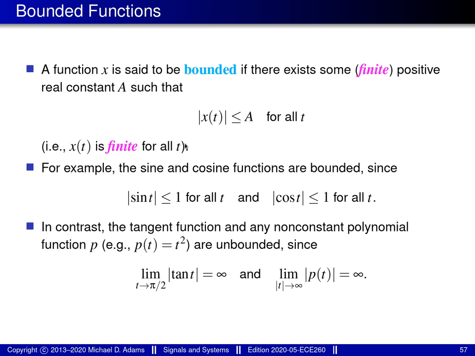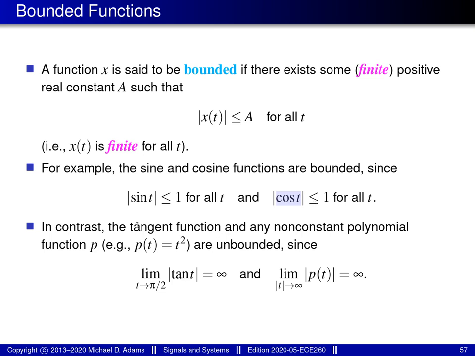Some examples of functions that are bounded would be sinusoidal functions like sine and cosine. The sine function is bounded because its magnitude is always less than or equal to 1. And a cosine function also is an example of a bounded function because for all values of t, the magnitude of cos t is less than or equal to 1, which is a finite constant.